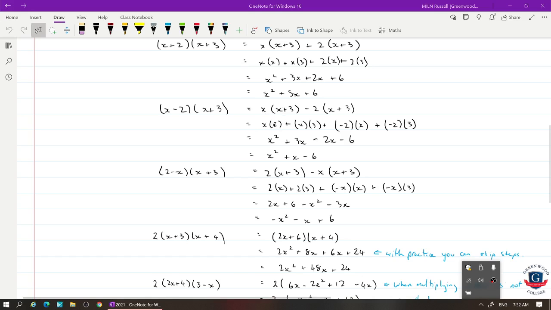X times x is here. 3 times x is here. Negative 2 times x is here. Negative 2 times 3 is here. Then we end up with x squared, 3x, negative 2x, negative 6. Being careful with our negative signs. 3x take 2x is x, so we get x squared plus x take 6.